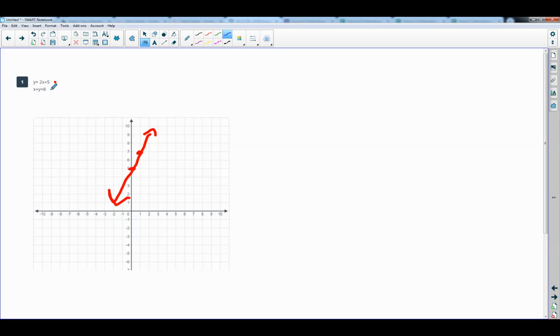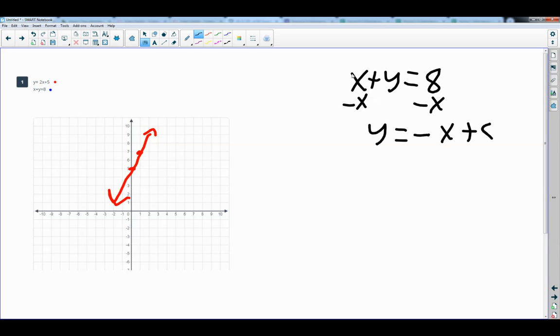Now in blue, x plus y equals 8. We have to solve that. So that means over here on the side, on our scrap piece of paper, our notebook, we're going to have x plus y equals 8. We have to minus x from both sides. Y drops down, and we'll get y equals negative x, or negative 1x if you want to put that, plus 8. So in blue, we put a blue dot there.